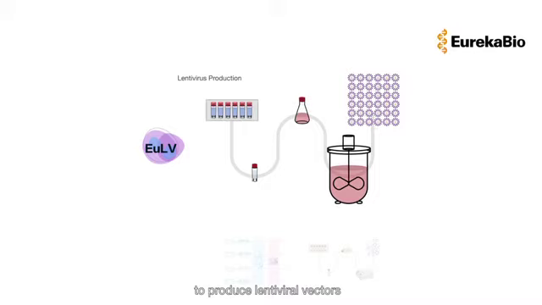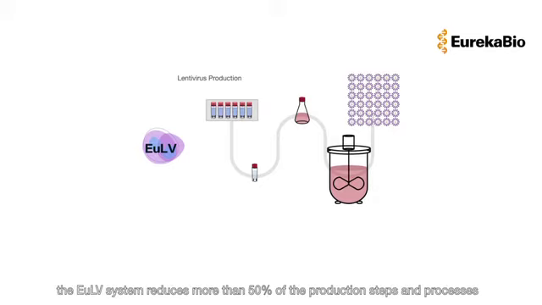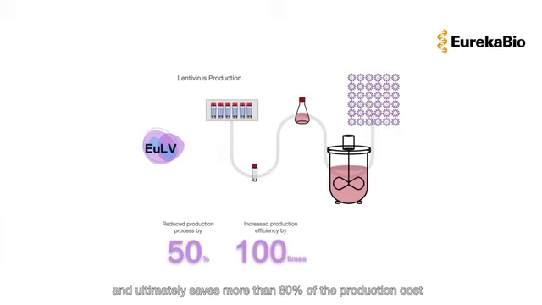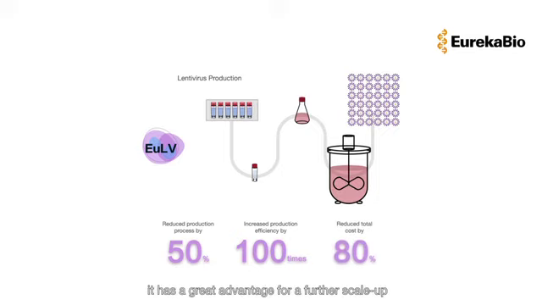Compared with the transient transfection method, the EuLV system reduces more than 50% of the production steps and processes, and the unit volume expression of the lentiviral vector can be 100 times higher, ultimately saving more than 80% of the production cost. And it has a great advantage for further scale-up.